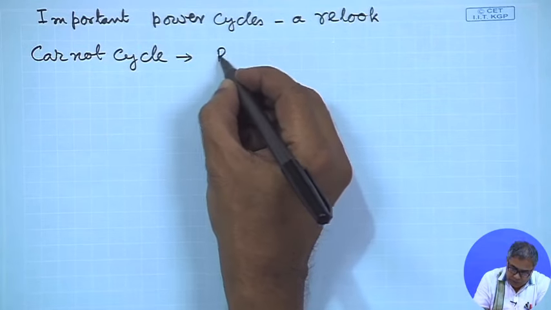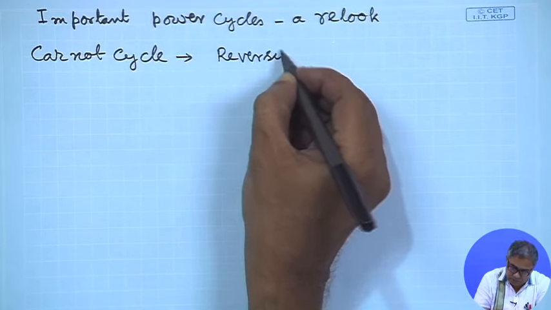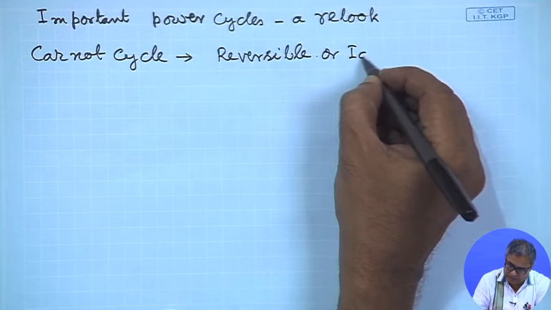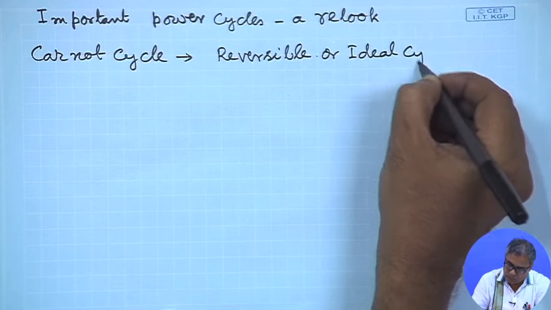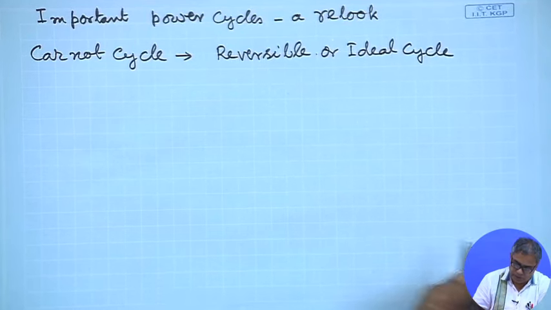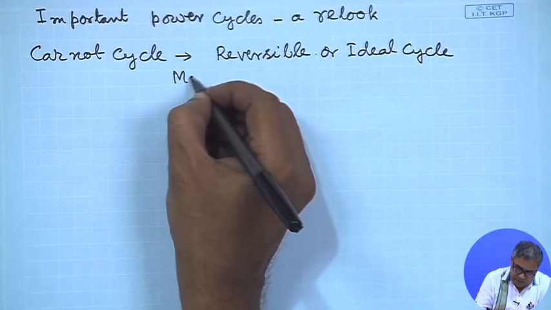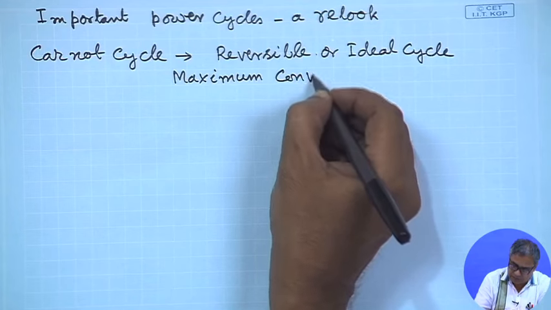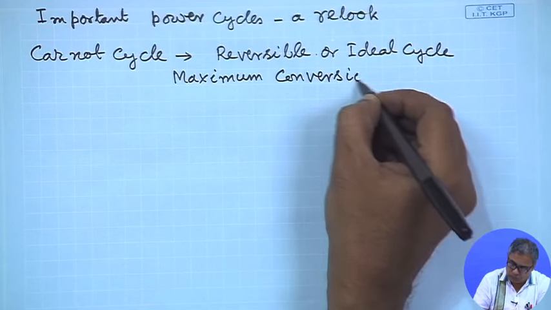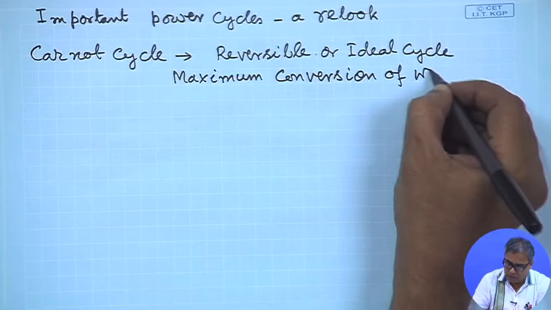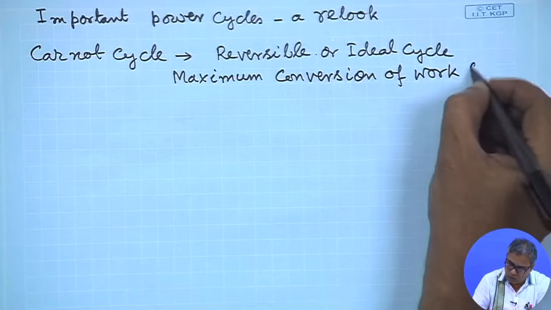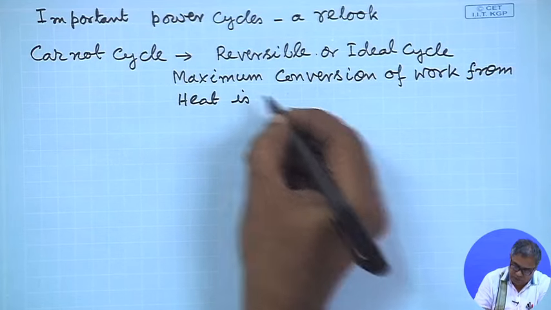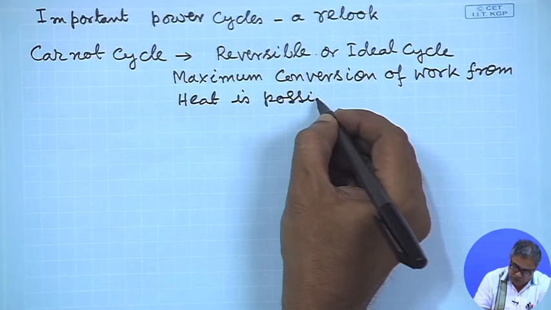So, with a reversible or ideal cycle, maximum conversion of work from heat is possible. So, that is why it is so very important.